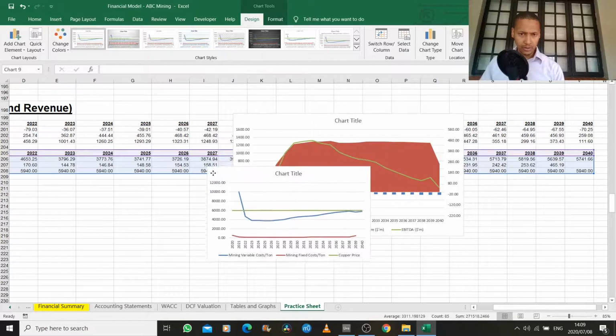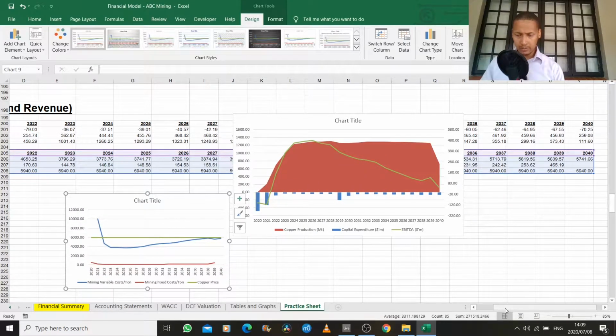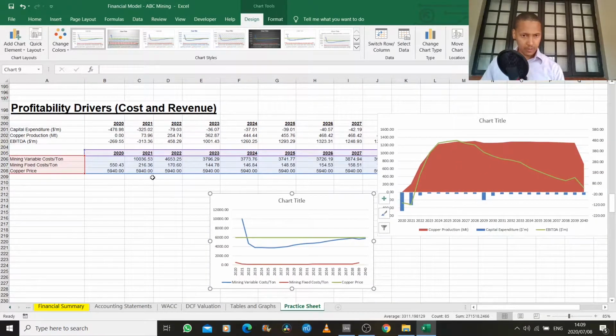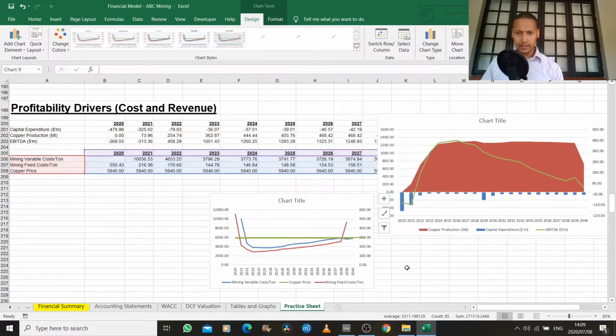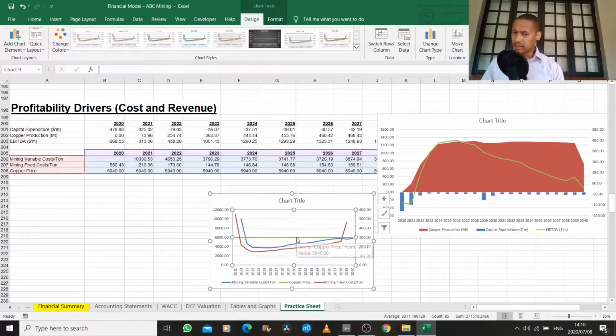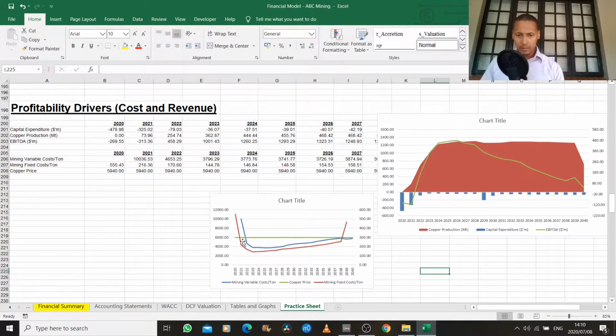Now, because my fixed cost per ton is low relative to my variable cost per ton, I'm just going to, for visual reasons, plot that on a secondary axis. Okay. So what we can see happening is our copper price is flat, which was our assumption from the beginning. But we can see that our variable costs start off very high, but they go down.